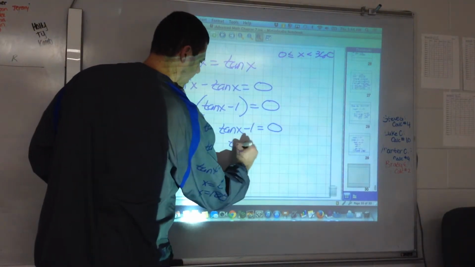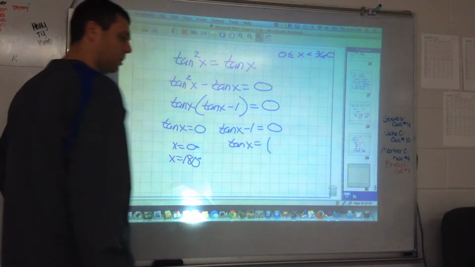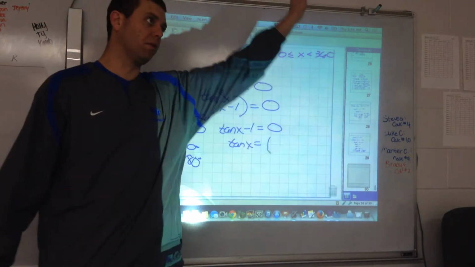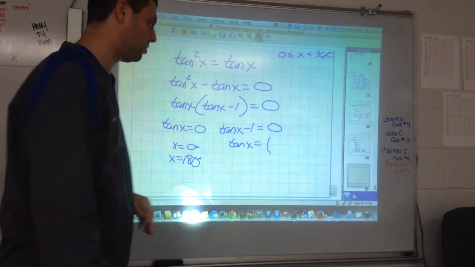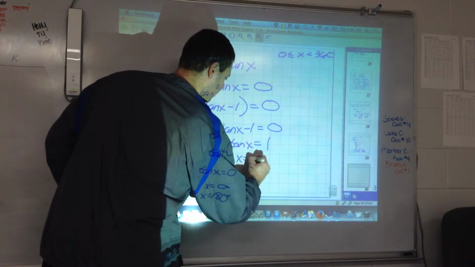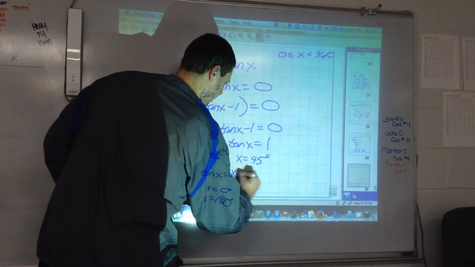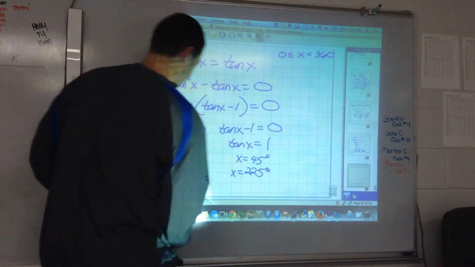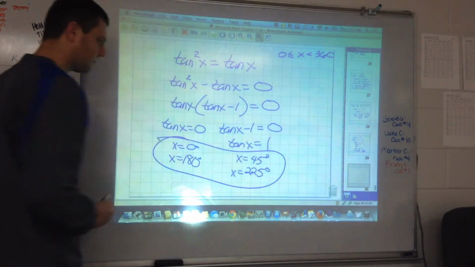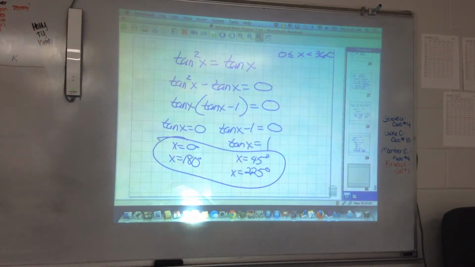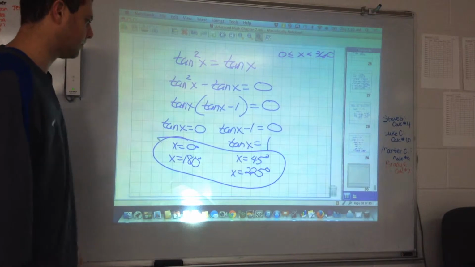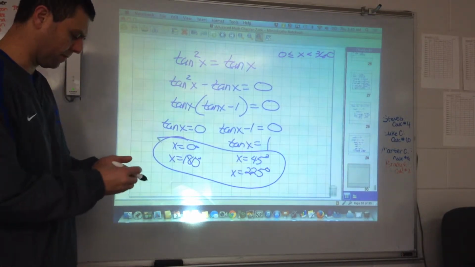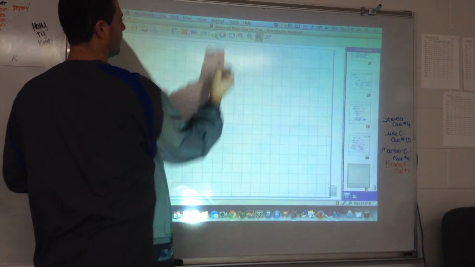Add 1 to both sides. Tangent of x equals 1. When is the tangent of x equal to 1? Well, that'd be a 45 degree in the first quadrant, and then again in the third quadrant, so that'd be 225. So x equals 45 degrees, and x equals 225 degrees. So those would be your solutions to this problem right here. So that one's not too bad. One more that you'll just love.